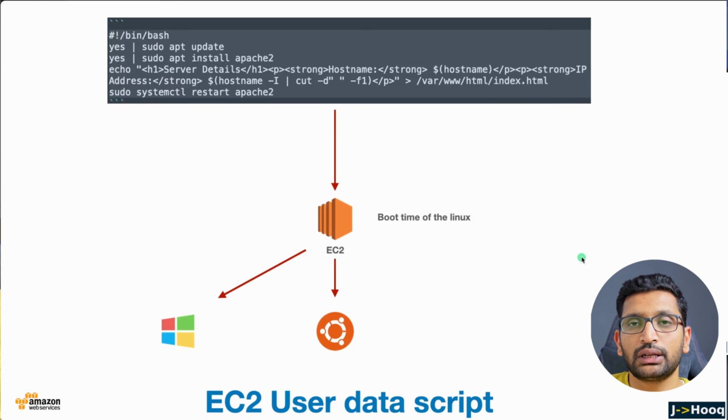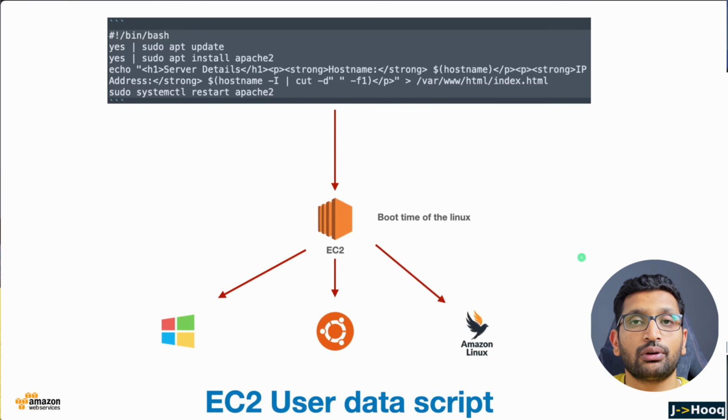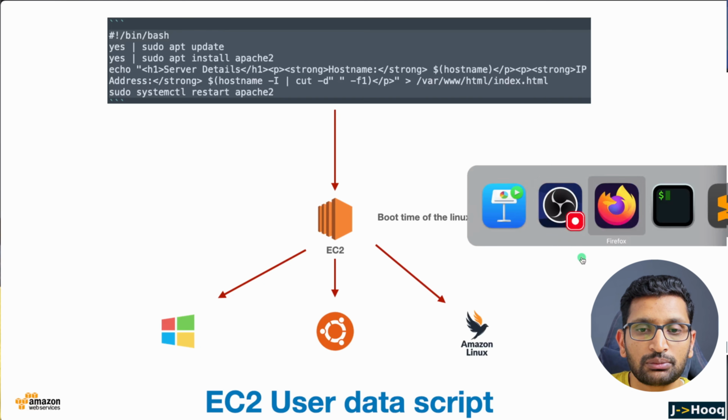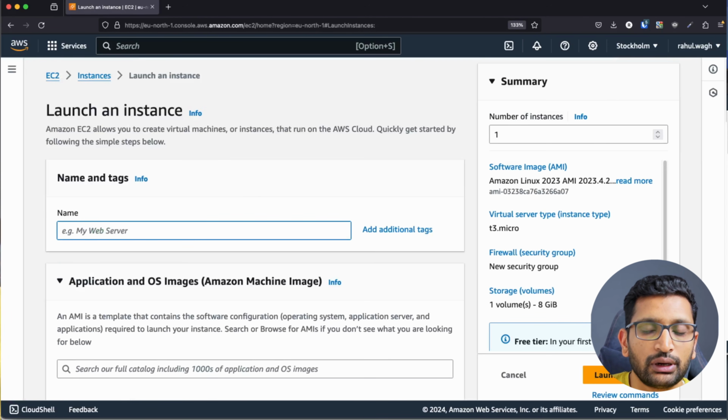Now we have seen the user data script for Windows and Ubuntu. Let's see how we can install the user data script for Amazon Linux. For that, I'm just going to head over to my AWS console of EC2 instance and click on launch instances over here. Here I'm just going to enter the name. I'm just going to put Amazon Linux demo.